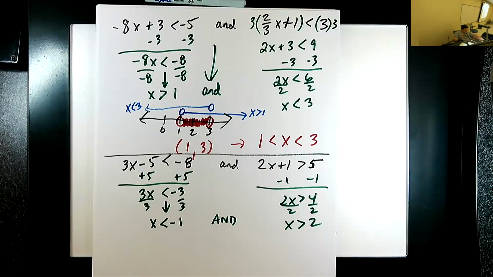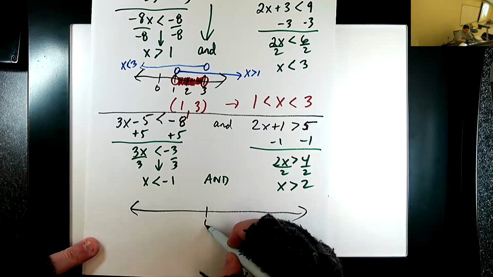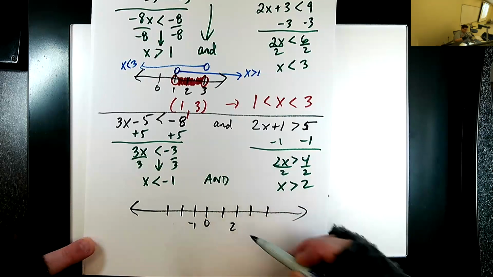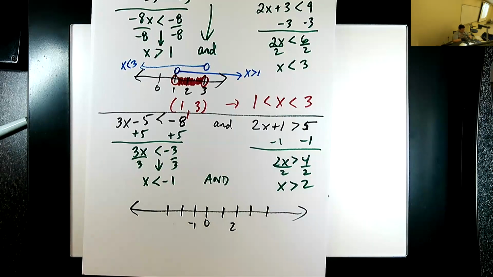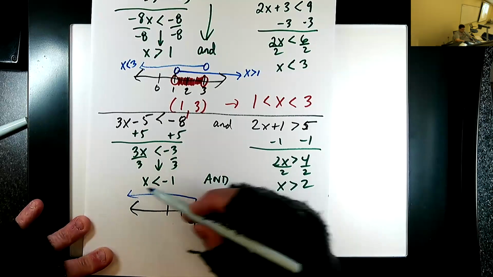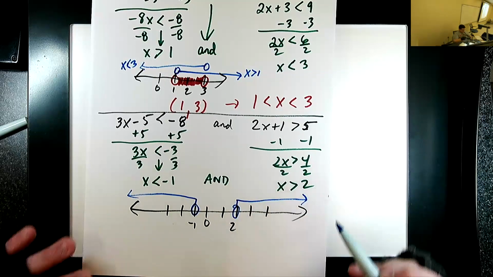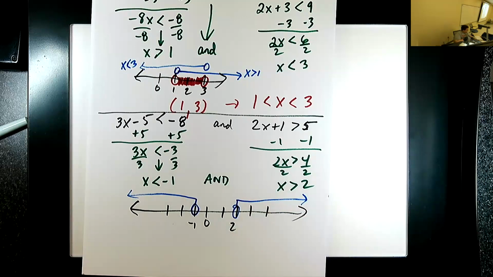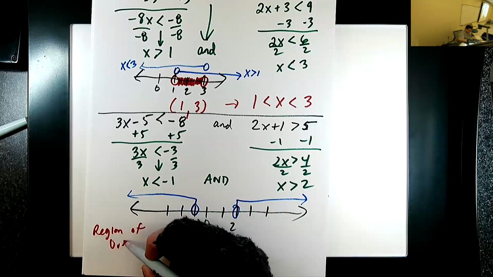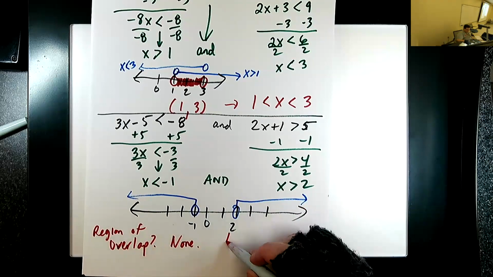And when I do a number line, my x is less than negative 1, starts at negative 1 and goes to the left. My x is greater than 2, starts at 2 and goes to the right, and neither of them are filled in. The region of overlap, though, there is none. There's no solution here.